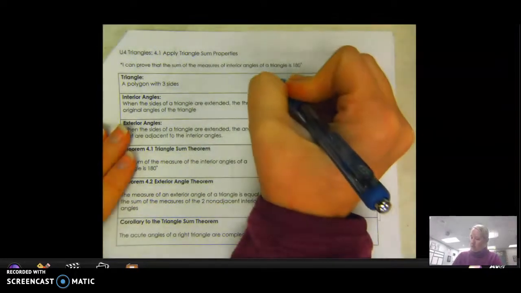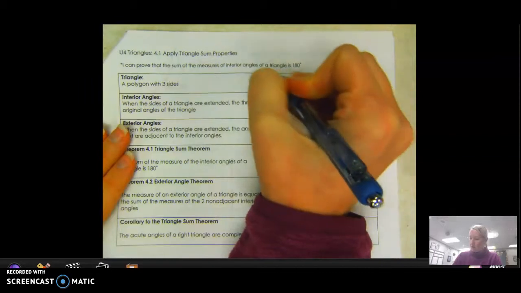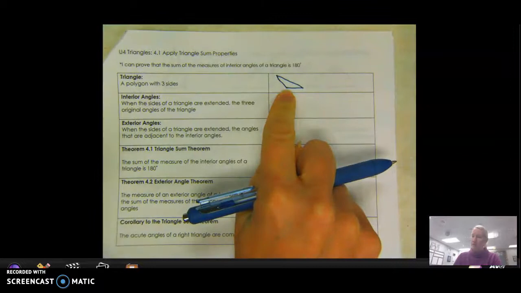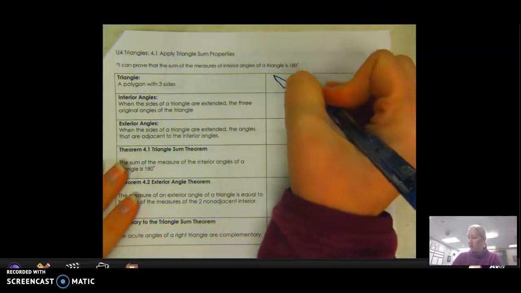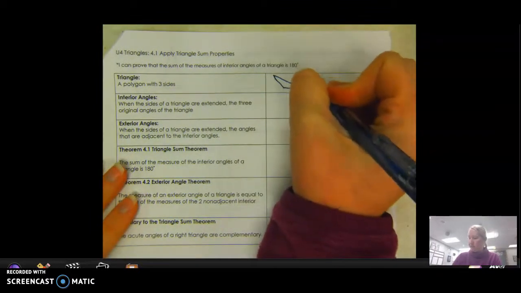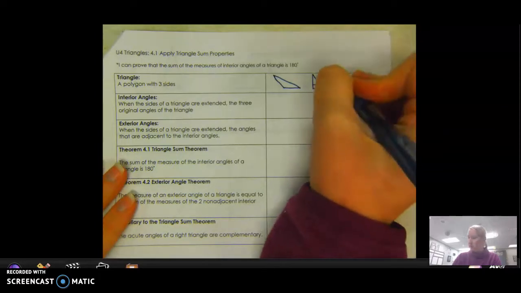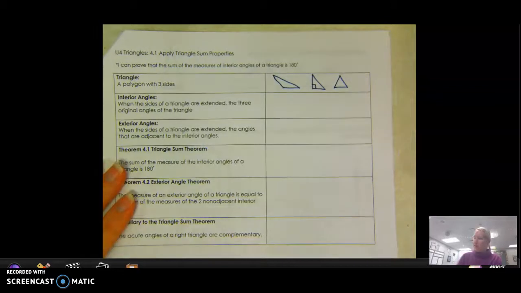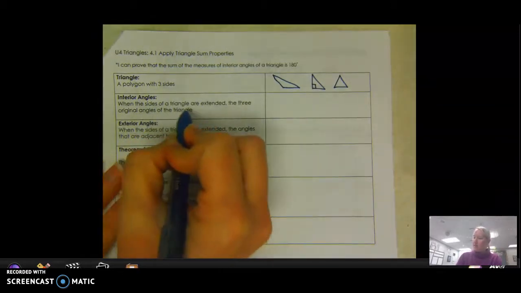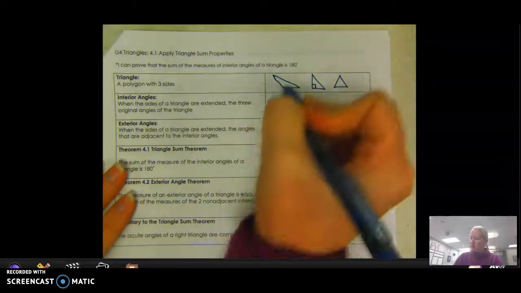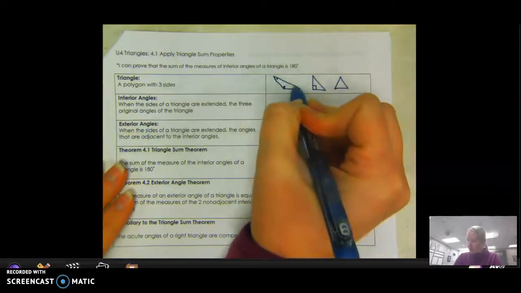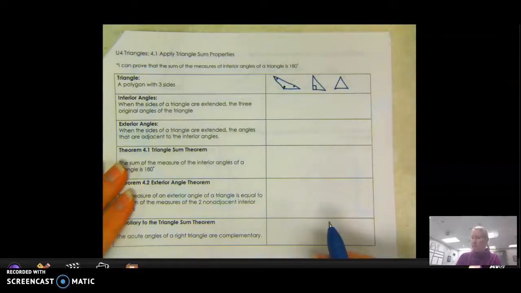We have what we call obtuse triangles, where we have at least one angle, and only one angle, that's more than 90 degrees. We have a right triangle that has one angle at 90 degrees. And then we have acute triangles, where all angles are less than 90. Interior angles are the 3 original angles of the triangle. So this is an interior, this is an interior, and this is an interior. They are inside the triangle.